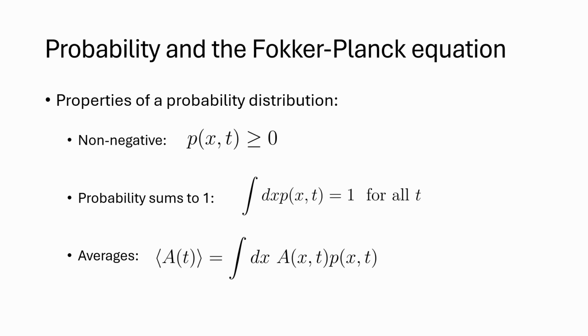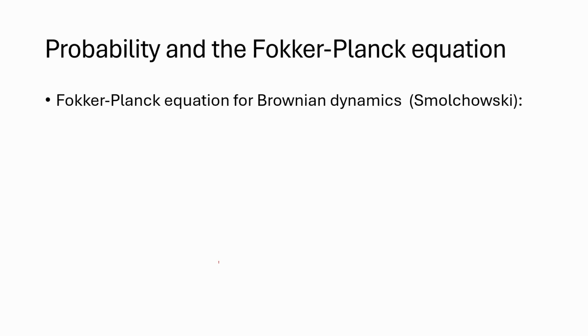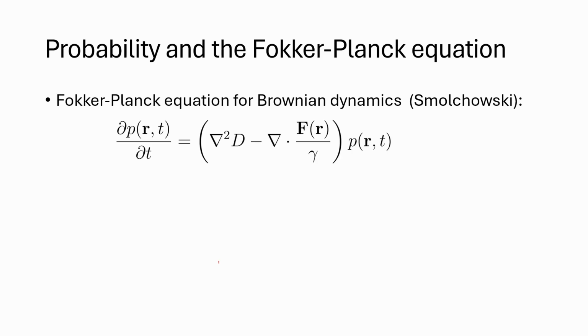Now we're going to actually get into what's known as the Fokker-Planck equation, specifically for Brownian dynamics. And it has this form. So this is a pretty complicated looking equation, so we're going to break it down a little bit. The first thing to note is that instead of x, I now have this bold r. This just means that I'm talking about three-dimensional space now instead of one-dimensional, just to write it down more generally.